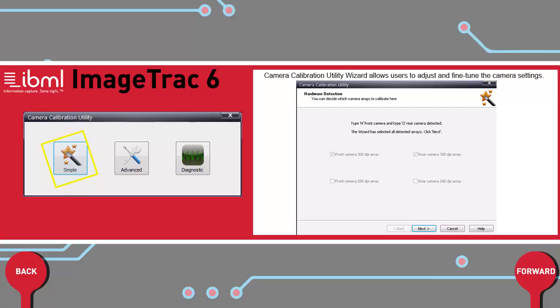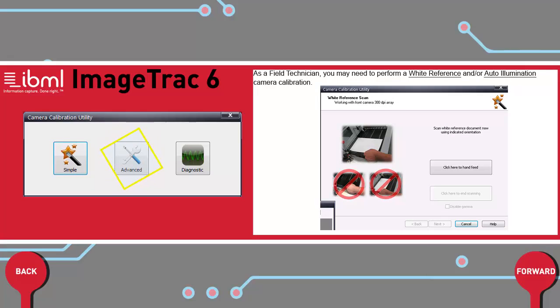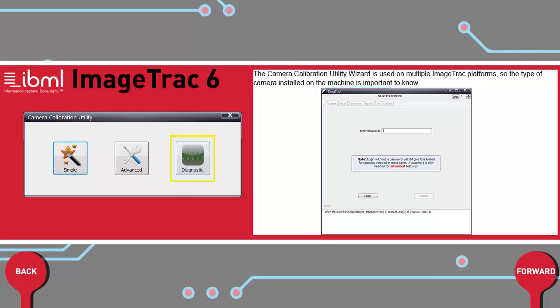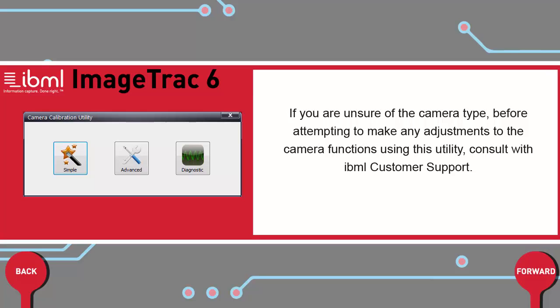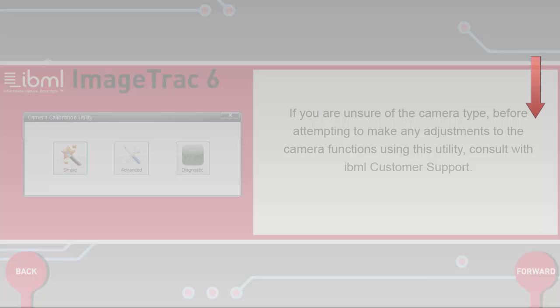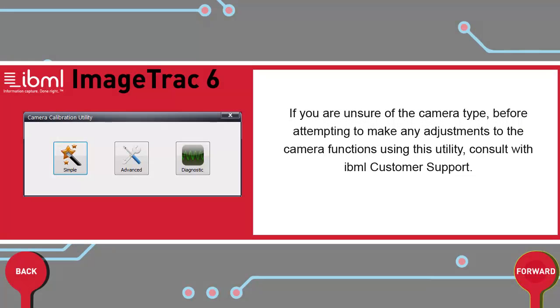The Camera Calibration Utility Wizard allows you to adjust and fine-tune the camera settings if necessary. As a field technician, you might need to perform a white reference and/or auto-illumination camera calibration. The Camera Calibration Utility Wizard is used on multiple ImageTrac platforms, so it's important to know the type of camera installed on the machine. If you are not sure of the camera type, and before attempting to make any adjustments to the camera functions using this utility, consult with IBML Customer Support.